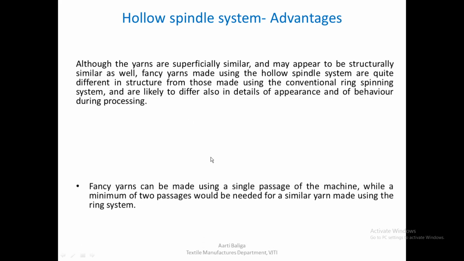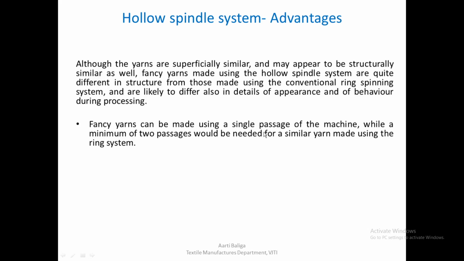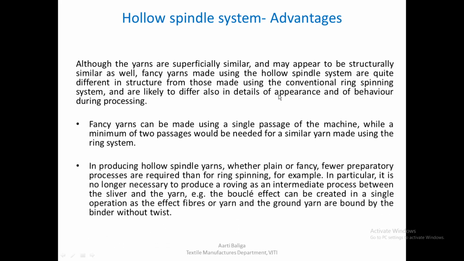So fancy yarns can be made using a single passage of the machine. The advantage here is that it is made in a single passage of the machine, while a minimum of two passages would be needed for a similar yarn made using the ring system. In producing hollow spindle yarns, whether fancy or plain, fewer preparatory processes are required than for ring spinning.